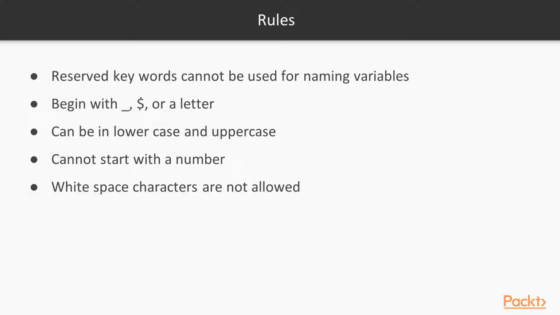There are certain rules or naming conventions for naming variables. The rules are: reserved keywords such as if, else, and so on cannot be used for naming variables. Variable names can begin with underscore, dollar, or a letter. Variable names can be in lowercase and uppercase. Variable names cannot start with a number. Whitespace characters are not allowed in the naming of a variable.